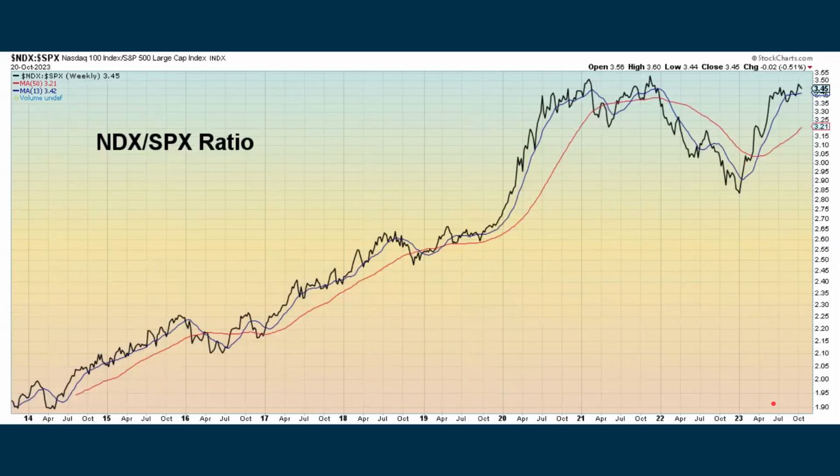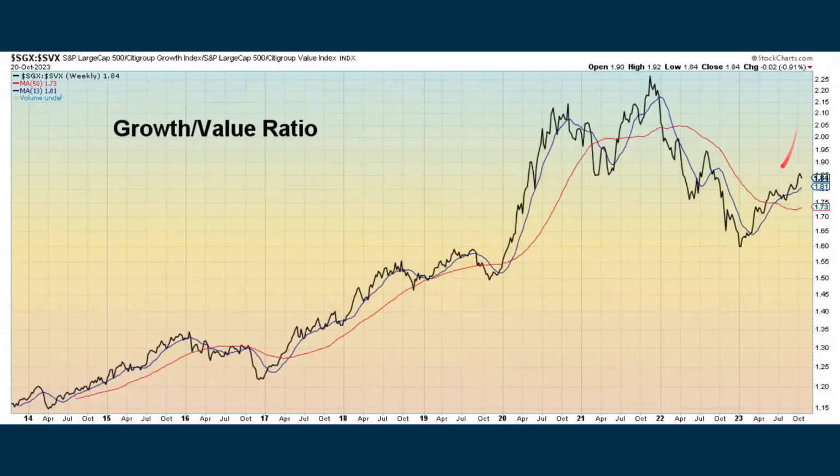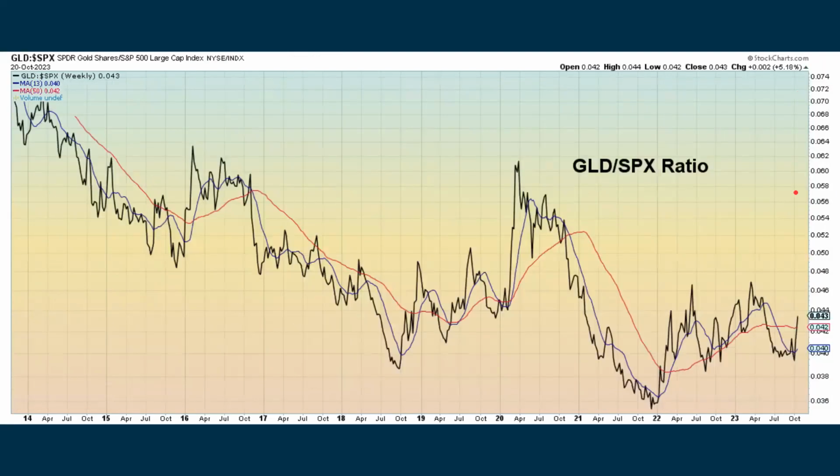The ratio between the NASDAQ 100 and the S&P is still holding up fairly well for right now. The NASDAQ 100 continues to hold up against the S&P 500. Growth is still outperforming value. Gold, it's really shooting up now, but it has really been underperforming the S&P.